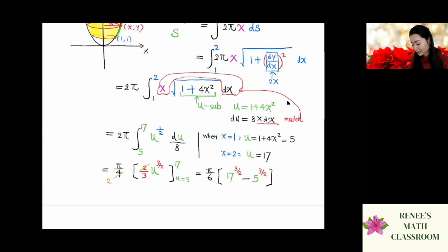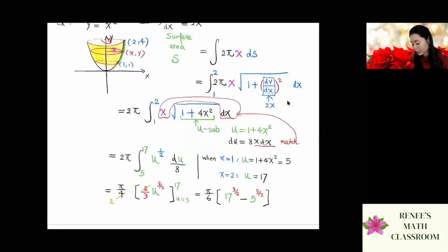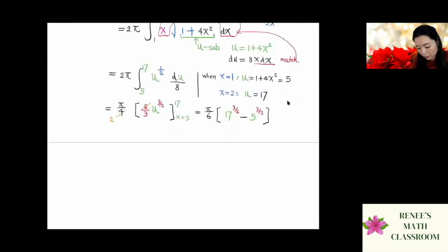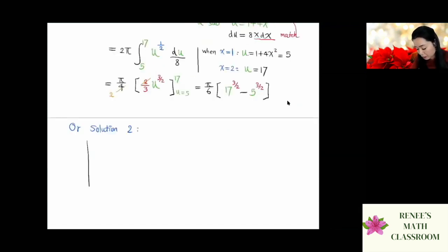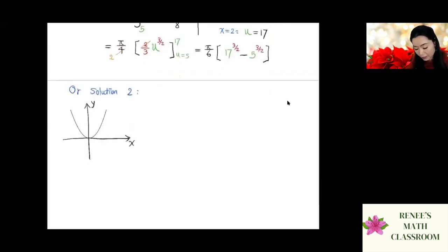Some of you might wonder, what happens if, instead of using this expression for the ds over here, the differential arc length, I use the other expression? So let's do it together. I'm going to do another solution, solution 2. The reason you can do this 2 different ways is because of the orientation of the curve. You see, y equals x squared looks like this, and the curve that we have is from here to here. So this is the arc that we have.